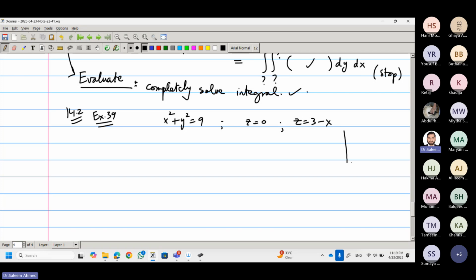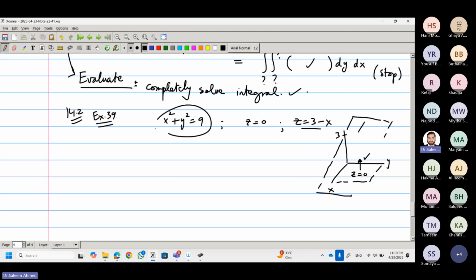If you look at this one, z is equal to 0 is the xy plane. So this is your bottom one, and you are above it. That's what you need. Z is equal to 3 minus x is a plane that comes down in x. It starts from 3 and comes down to the x axis like that. So this is the plane on the top, and this is a cylinder.